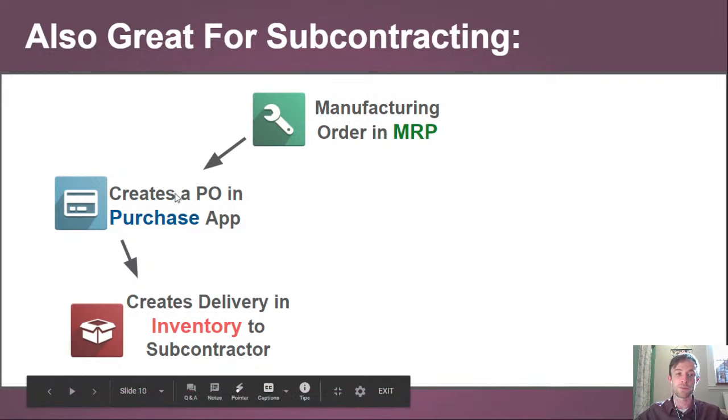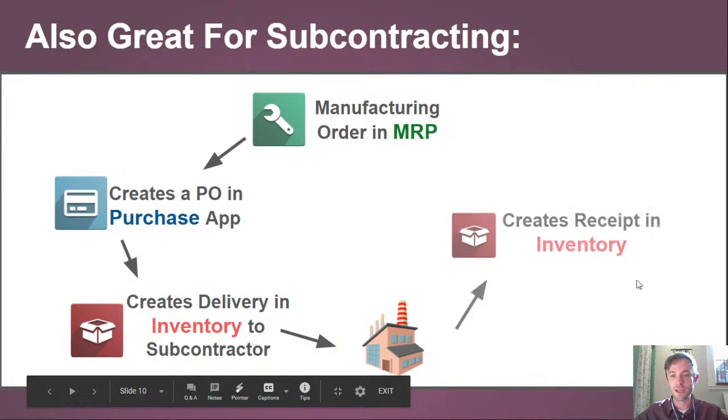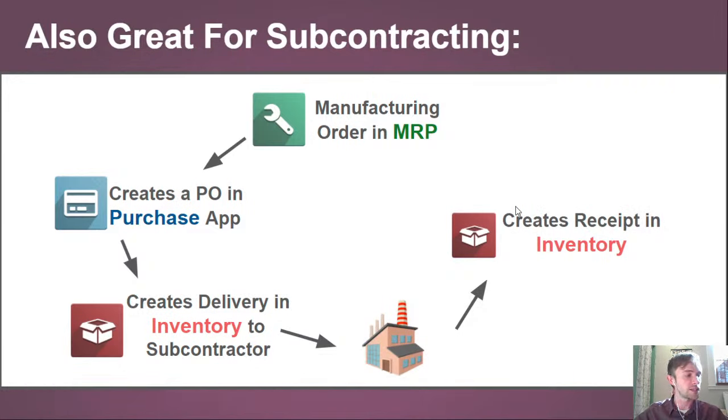So you're actually making a purchase order that triggers a delivery to ship things out. And then say the subcontractor has it, they do the job on it, and then they send it back to you. Our system automatically makes a receipt to receive it back in. And then once it's received back in, it might return to the manufacturing order, and then maybe you take it from there and do the rest of the process.